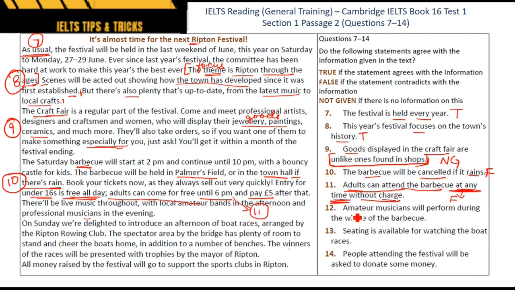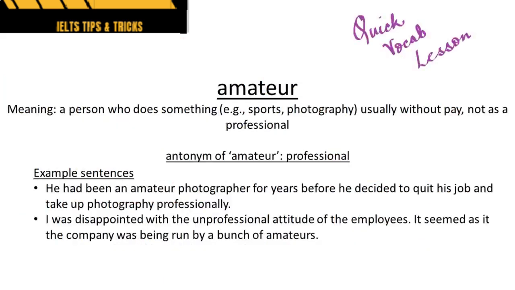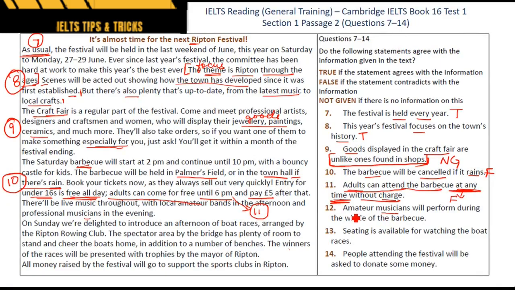12th one now. Amateur musicians will perform during the whole of the barbecue. So the first thing we look for is any music performance, musicians, and then whether those musicians will be amateurs or professionals. Amateur is someone who participates in something or who does something, usually without payment, but certainly not on a professional basis. So anyone who's not a professional is an amateur. A person could be an amateur sports person, someone who plays any sport for fun, but not professionally, an amateur photographer. And in this case, we are talking about an amateur musician.